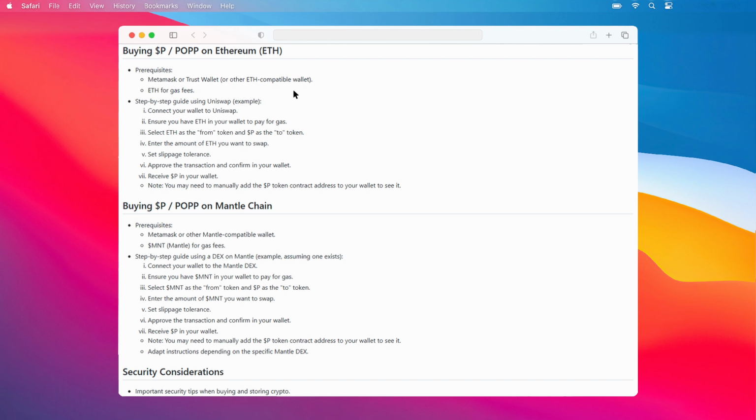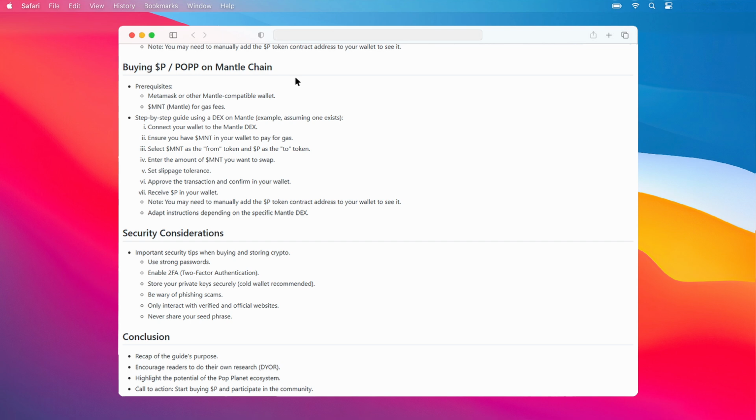Select $MNT as the from token and $P as the to token, and enter the amount of $MNT you want to swap. After setting the slippage tolerance, approve the transaction and confirm it within your wallet. Finally, receive $P in your wallet, remembering that you might need to manually add the token contract address. Be sure to adapt these instructions depending on the specific Mantle DEX you are using.